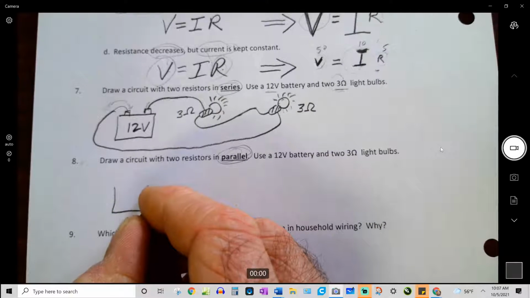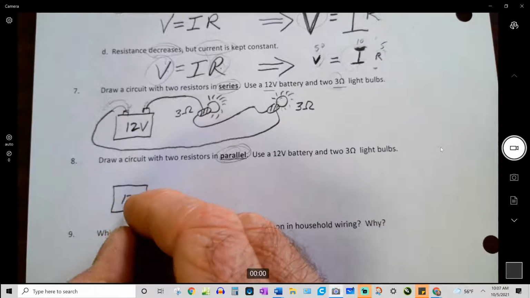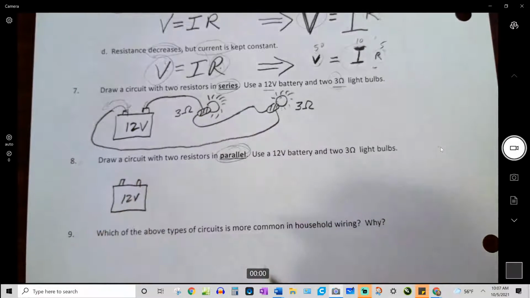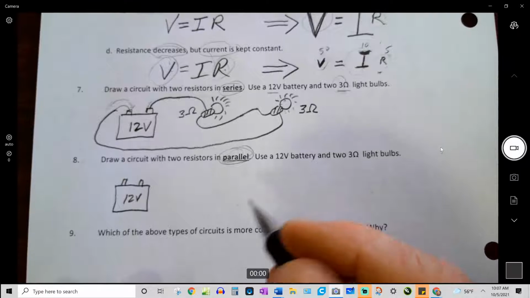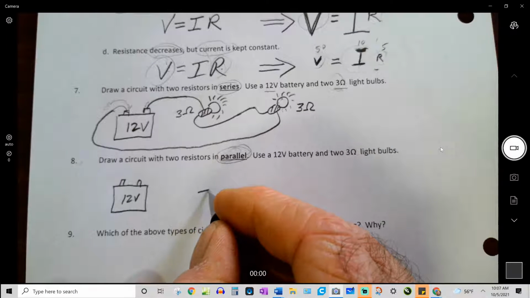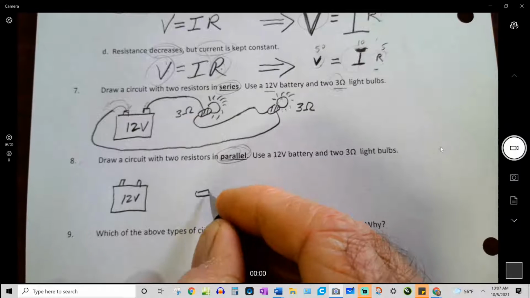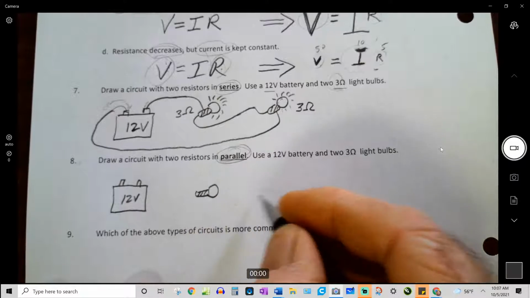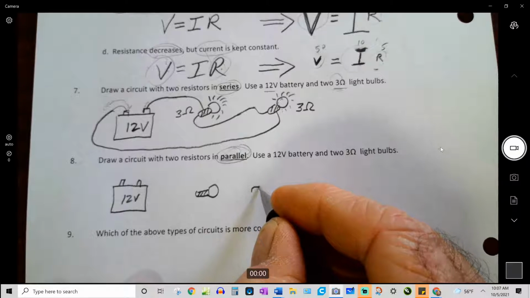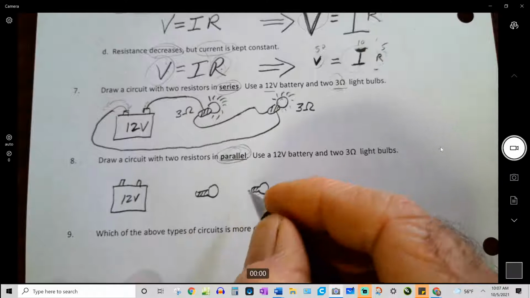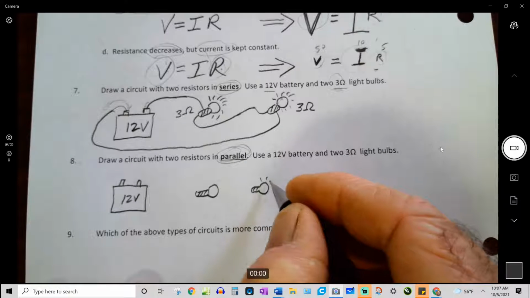So I'm going to draw the battery the same way. This will be a 12-volt battery. And I guess I'll draw the light bulbs kind of oriented the same way, but I'm going to draw the wires differently so that instead of the electricity having to flow from one light bulb to the next, it's got a couple of different options. It doesn't have to go through both light bulbs. It can go through either one. It can't go through both.